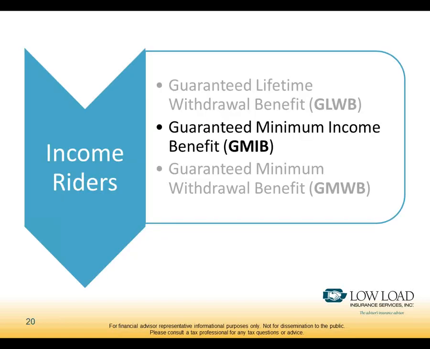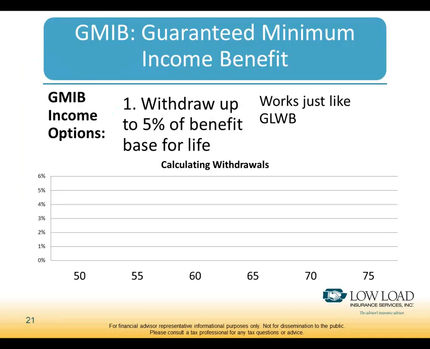Now let's move on to the second rider, the Guaranteed Minimum Income Benefit. Well, with this rider, it has two parts. The first part works just like the Guaranteed Lifetime Withdrawal, except instead of having your amount you can withdraw based on the age of that first withdrawal, how we had different steps, what this rider says is, no matter when you start taking withdrawals, you're going to get 5% for life.